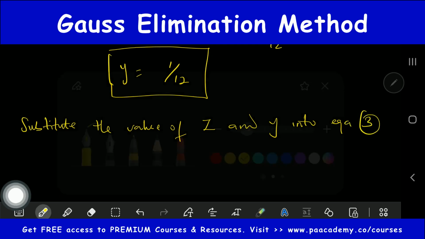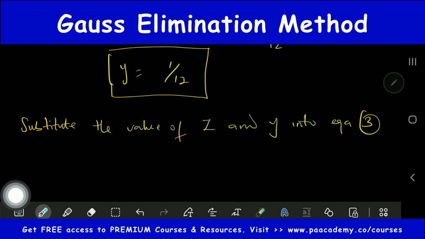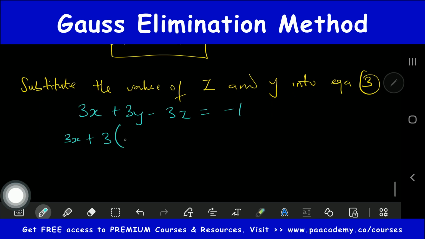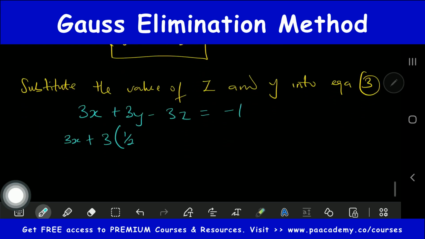So remember what our equation 3 is. Our equation 3 is 3x plus 3y minus 3z equals minus 1. If you have to substitute these values, we are going to be having 3x plus 3, and we already know our y to be 1 over 12 in brackets, then we have minus 3, and then we have our z to be minus 1 over 24, equals minus 1.